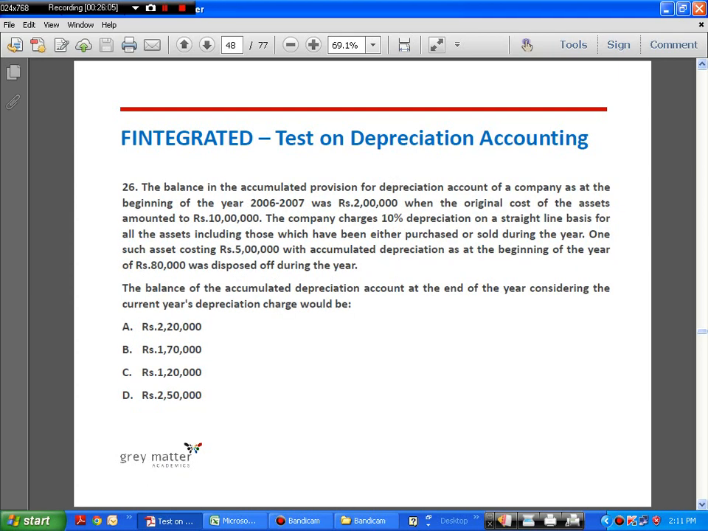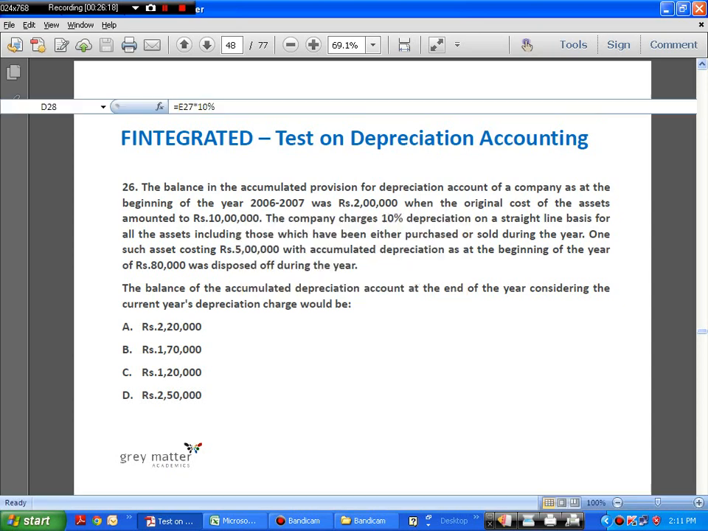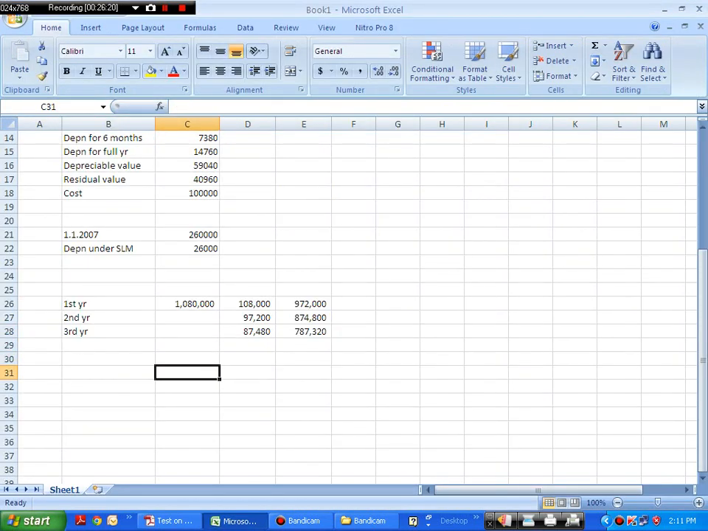Okay. Continuing that question, the second question is, what will be the balance in the accumulated depreciation account at the end of the year considering the current year's depreciation charge? Okay. So we know that the opening balance of ACDEP is 2 lakhs, and the depreciation charge for the year is 1 lakh. So this brings us to 3 lakhs.